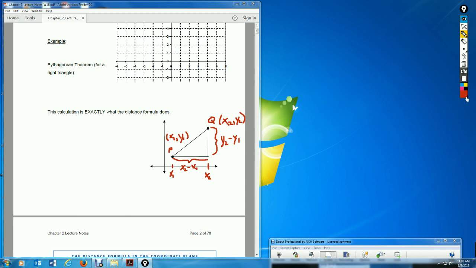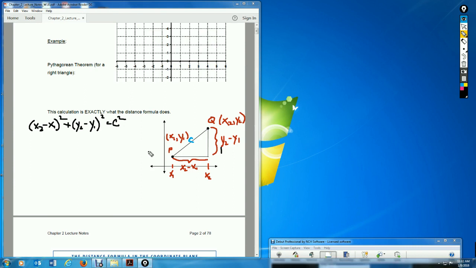Okay, and again, the whole point is we want to find the length of the hypotenuse, which we will call C. Okay, and as we know, the length of this side squared plus the length of this side squared equals the hypotenuse squared. So if we write that out, we get (x2 minus x1) quantity squared plus this side squared, (y2 minus y1) quantity squared, is equal to c squared.